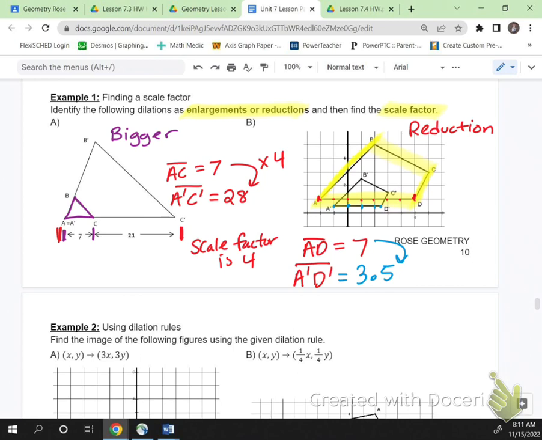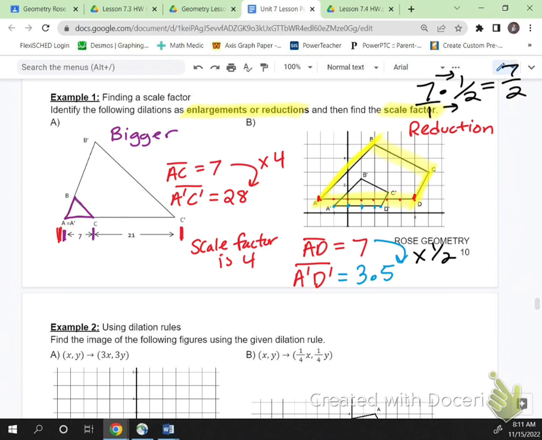What am I timesing by? I'm dividing by 2, but I have to say it in multiplication. My scale factor has to be less than 1. What's the same thing as dividing by 2? Multiplying by a half. If you don't believe me, in your calculators, do 7 times half, or 0.5. You should get 3.5.